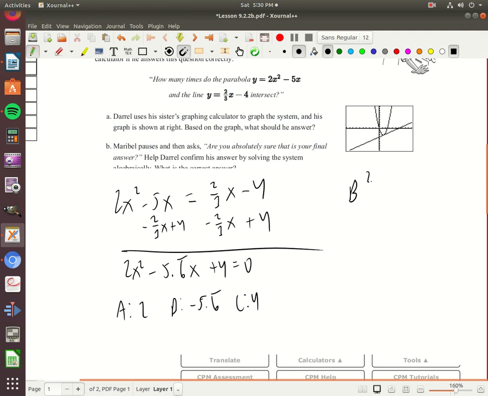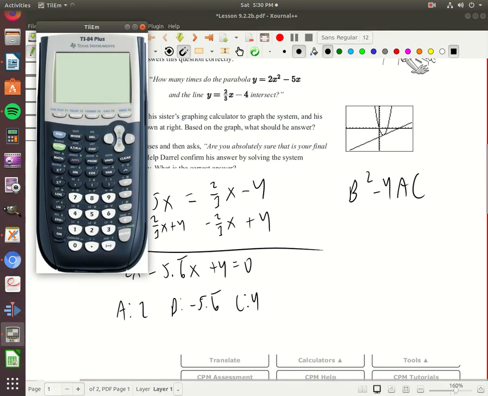So B squared minus 4AC. So B squared, negative 5.6 squared. Oh, I see. You guys, it's an interesting point. This video is long enough already, but what it did is order of operations. It squared first, and then it did the negative. I should have actually put it like this. So I ran into an order of operations problem there, because it should be positive.